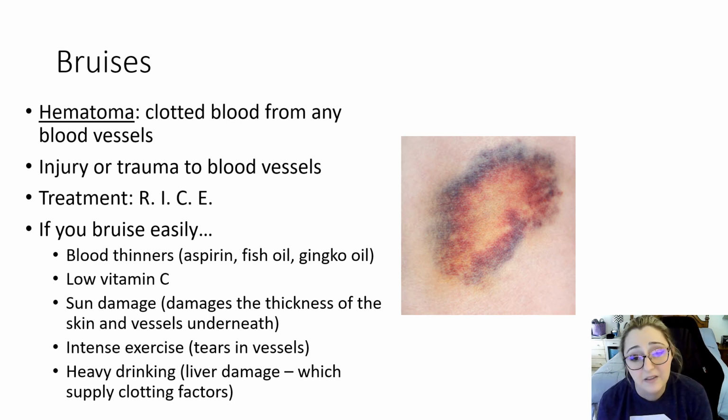If you sunbathe excessively, this can cause damage to the thickness of your skin and therefore the vessels underneath. So do be careful with sunning yourselves or tanning. It is important to take care of your skin, both for cancer reasons as well as bruising reasons. Intense exercise can tear your blood vessels, so do kind of be conscientious of how hard you push yourself. And heavy drinking can also cause bruising more easily. So this is damage to the liver, which is going to affect your clotting factors that are produced by your liver.